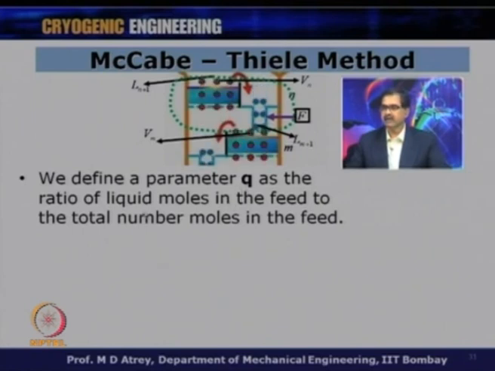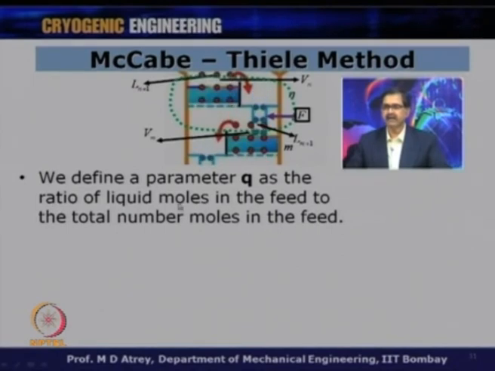Q as the ratio. How do you define Q? It is the ratio of liquid moles in the feed to the total number of moles in the feed. So, how many liquid moles are there in the feed is called Q or the quality. What does it actually denote? It actually denotes how many liquid moles are there in the feed. In short, it shows the wetness fraction of the feed. How much wetness is there, how much liquid is coming with the feed. So, it is a ratio of liquid moles in the feed to the total number of moles in the feed.